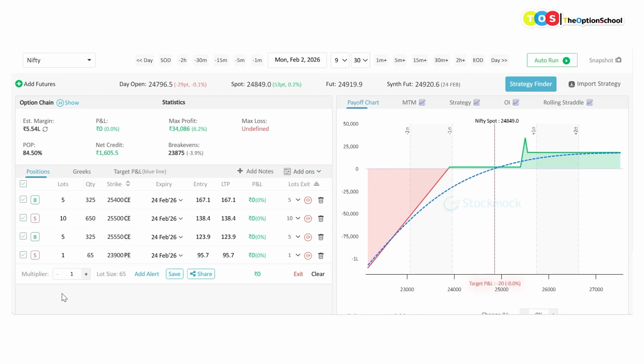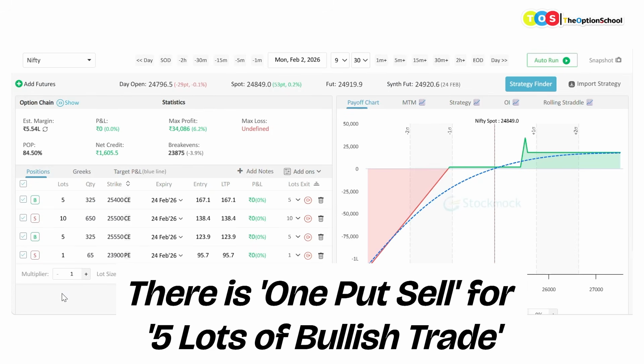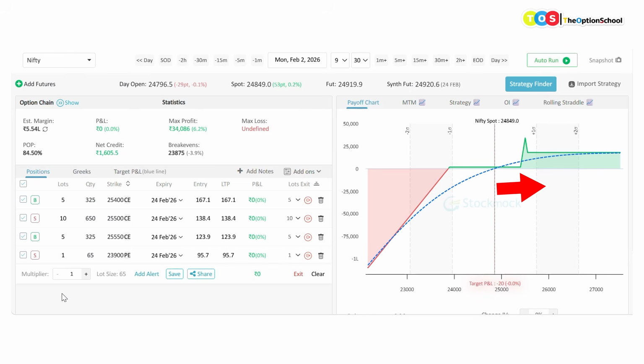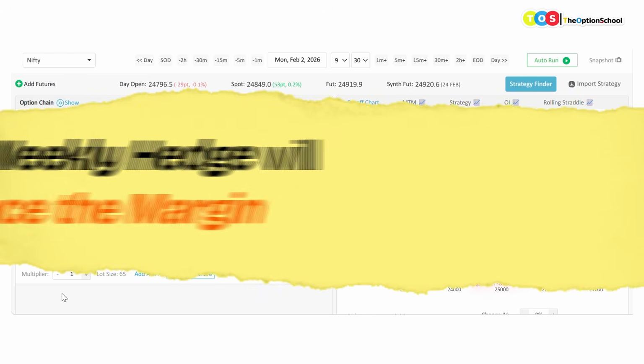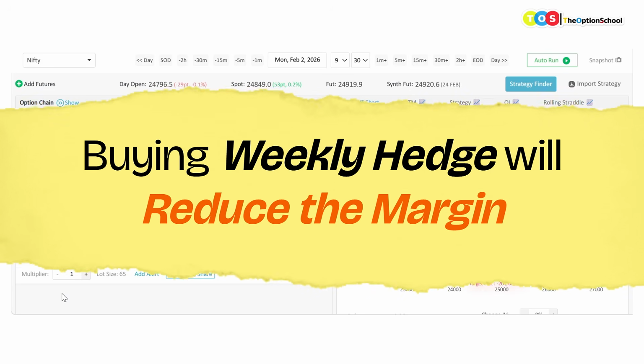And it is a question of 1 put. I can always manage 1 put. And I have created 5 lots of my other bullish strategy. So if the market goes up, there is no issue at all. Margin required as of now is 5.54. If I buy 1 weekly put, that margin will come down to less than 5 lakhs.